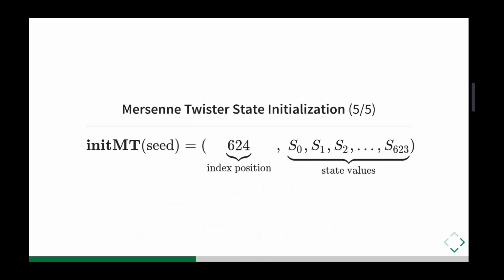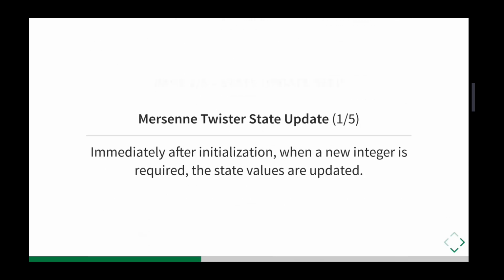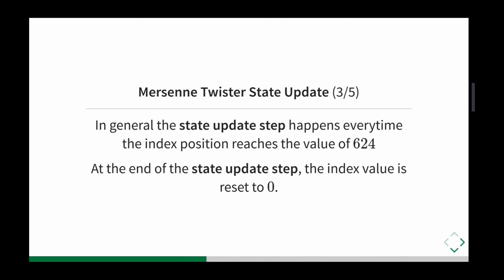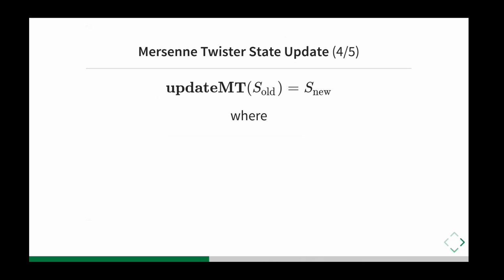I don't know why they do that, but it happens. So this is like a dynamic internal index. The new values are updated. At the end of this update, the index is reset to 0 to start the generation of the outputs, as we will see. So we have the init MT function to initialize, and then the update MT function to update.